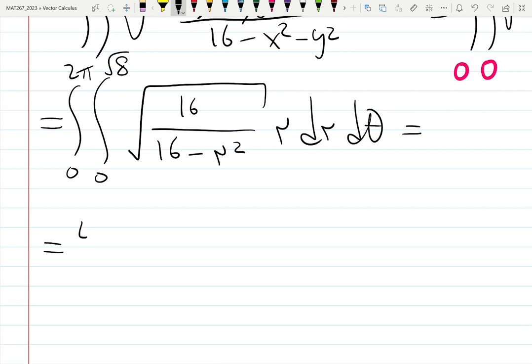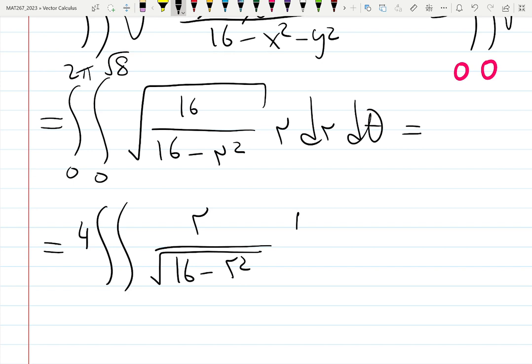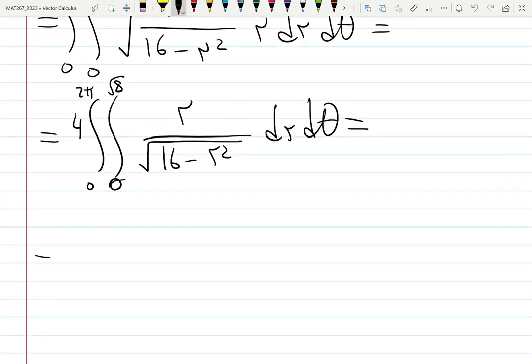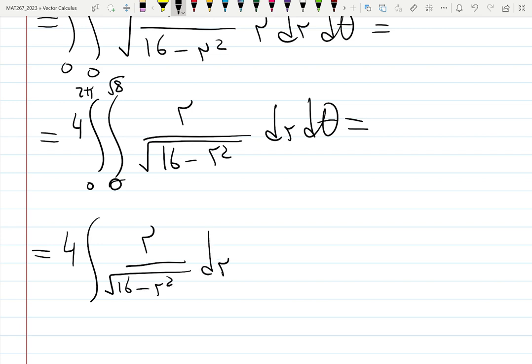So I will have 4 outside, integral r at the top, square root of 16 minus r squared dr d theta. Just some quick manipulation. And now, because all limits of integration have numbers, just like you said, we can split it into 2. Everything with r, step to the left: r over square root of 16 minus r squared dr. Everything with theta, step to the right: d theta, from 0 to 2 pi.